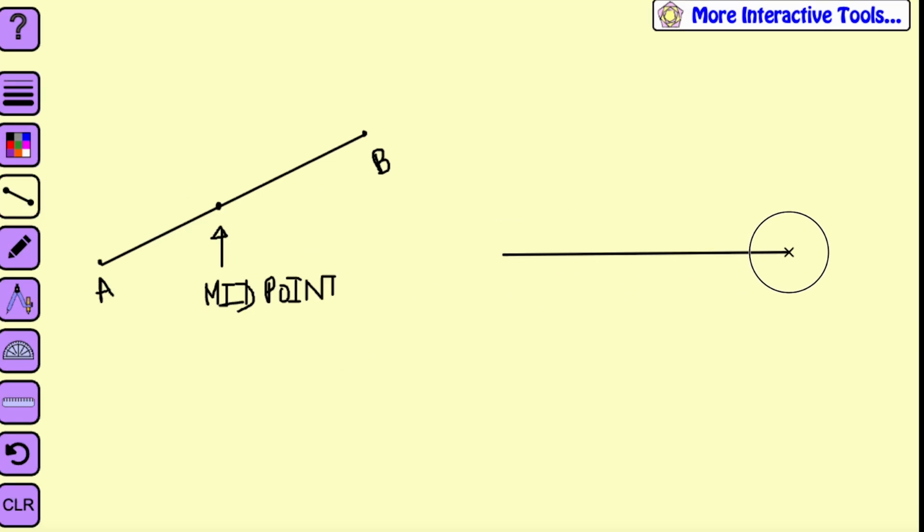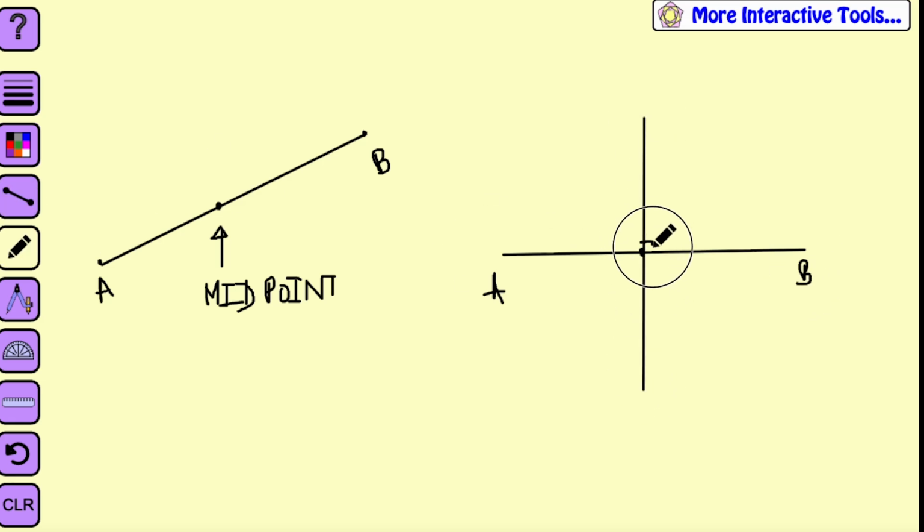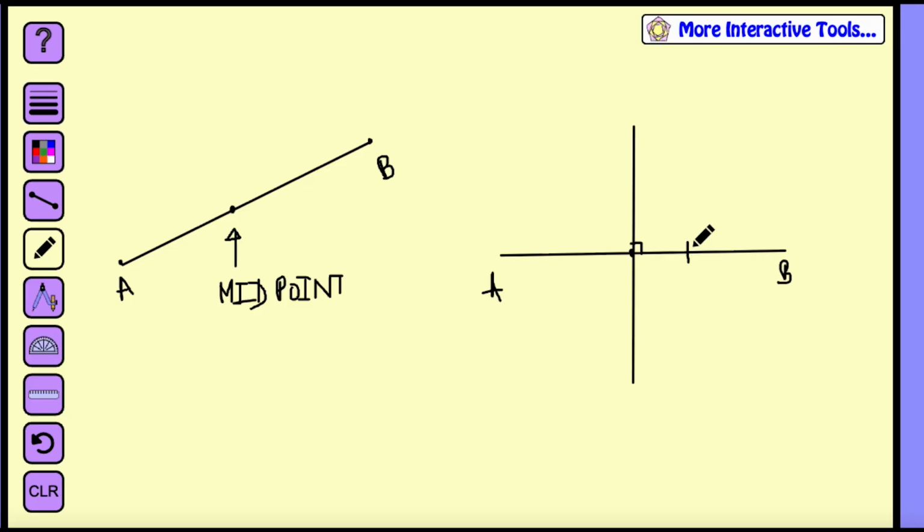Now, if you can draw a perpendicular line through the midpoint, that line is called a perpendicular bisector. A perpendicular bisector is not only perpendicular to the line segment drawn, it also cuts that line into two equal parts.